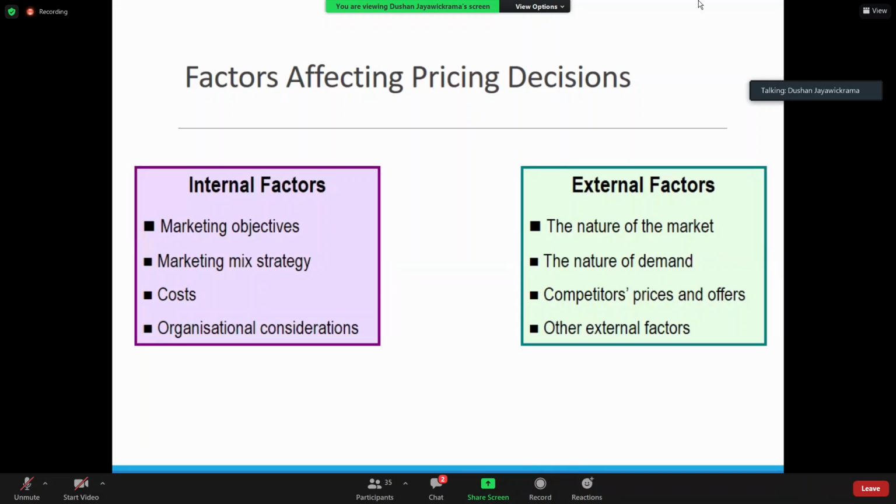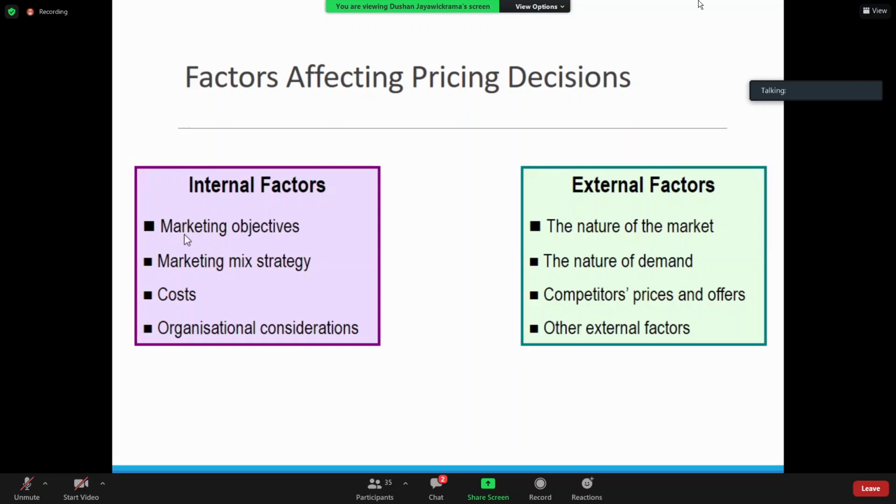Nature of the market, whether it's a competitive market or a monopolistic market. If you take the gas market or the fuel market in Sri Lanka, they're all small players, few players, large scale. So prices can be handled as they wish, though there are some legal restrictions. So these are some of the internal and external things you need to look at.